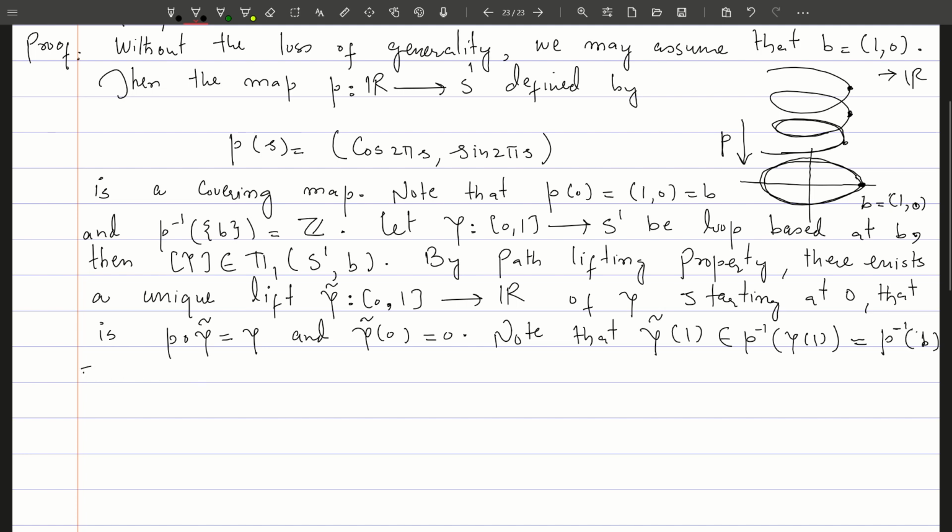So P inverse of B is Z, hence gamma tilde of 1 is an integer. Now that means if we take any loop in S1, the lift of that loop will end at some integer. Because we chose this gamma to be a loop on S1, its lift, which is gamma tilde, ends at an integer, because gamma tilde of 1 is an integer.